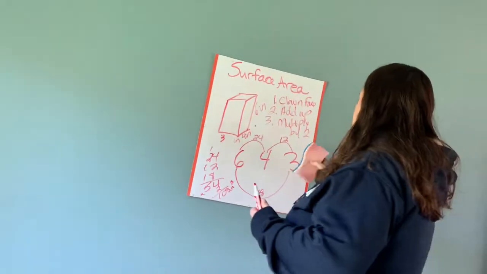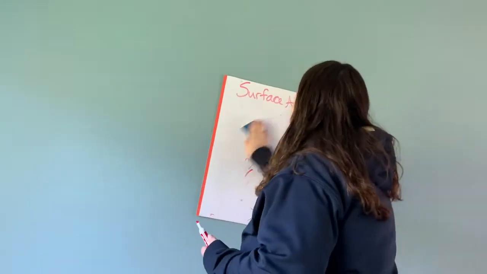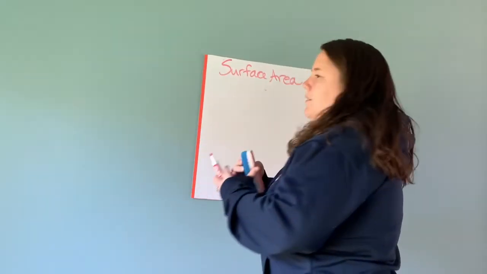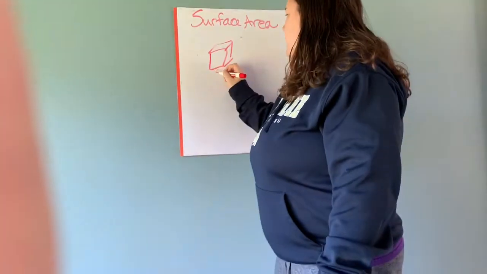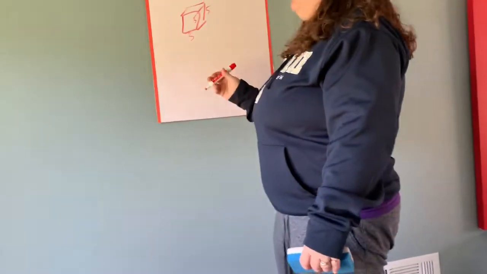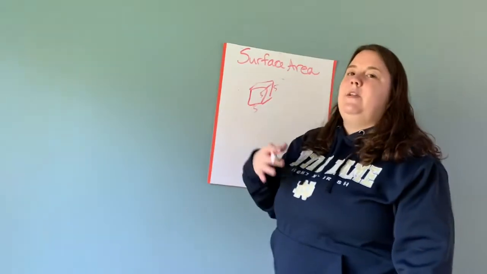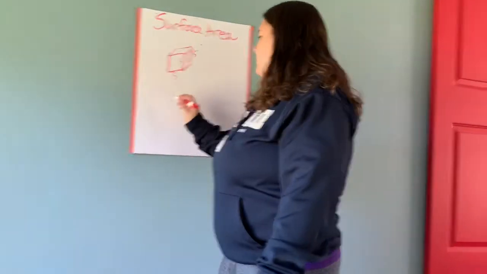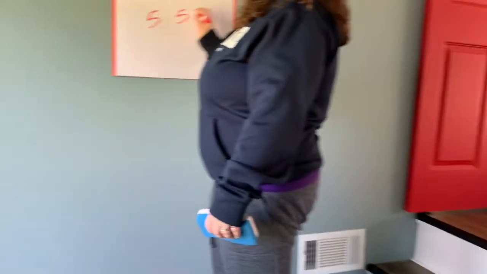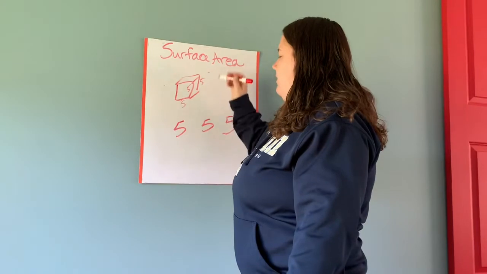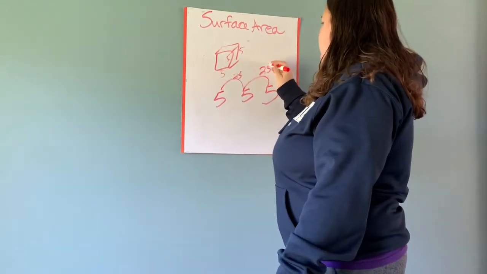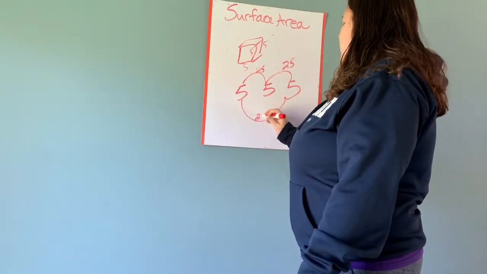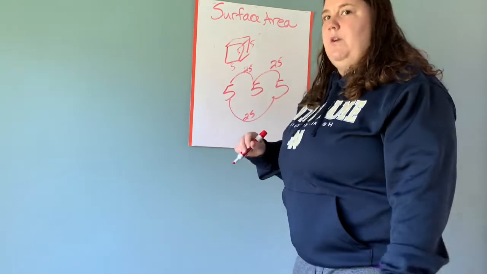So let's say we are doing a cube. When you have a cube, all of the sides are going to be the same. Say it's 5, 5, 5. The steps don't change. Clown face, add them up, multiply by 2. You write your length, your width, your height. 5 times 5 is 25, 5 times 5 is 25, 5 times 5 is 25. We did step 1, clown face.